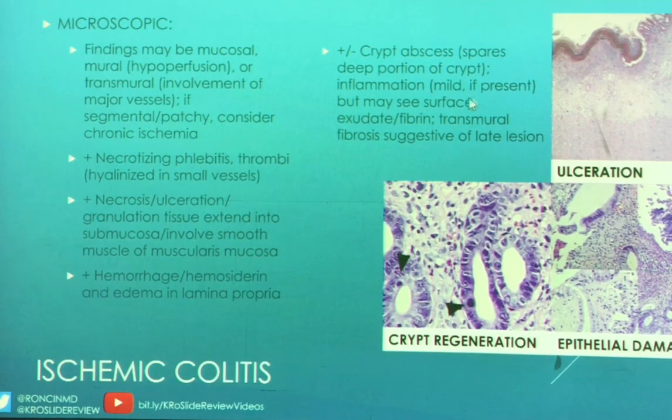Inflammation is very mild and present. Again, a lot of what we were seeing was involved with that ulceration, that granulation tissue, but you can see exudate or fibrin on the surface. And again, transmural fibrosis will be suggestive of a later lesion, which means it's had time to basically scar over and lay down all that collagen, so it's been there for quite a while.